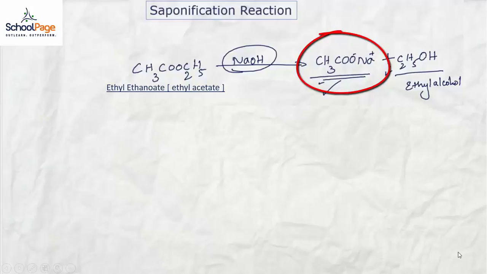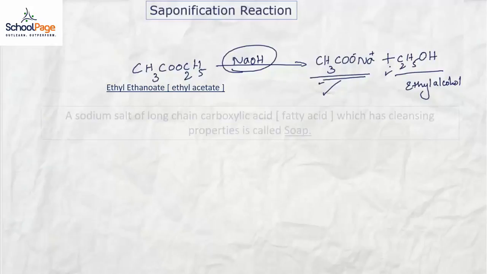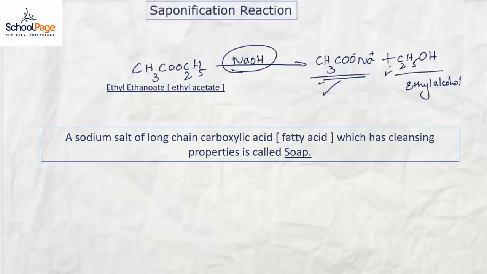Now here, CH3COONa is nothing but sodium acetate. Sodium acetate is nothing but a soap. So let's define soap now. Soap is a sodium salt of a long chain carboxylic acid which has cleansing properties. Soaps are nothing but soapy detergents with cleansing action in water.